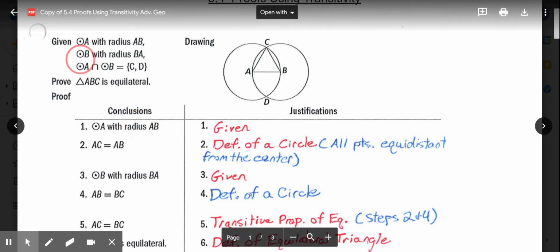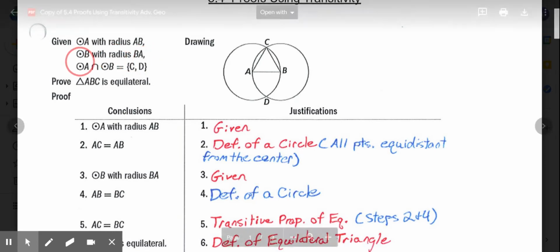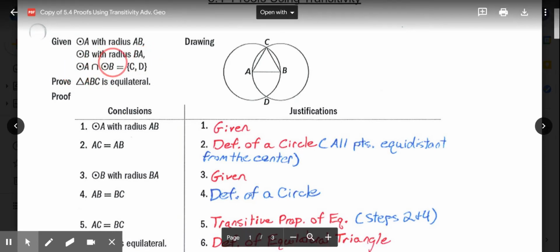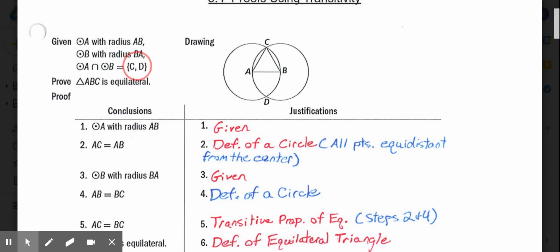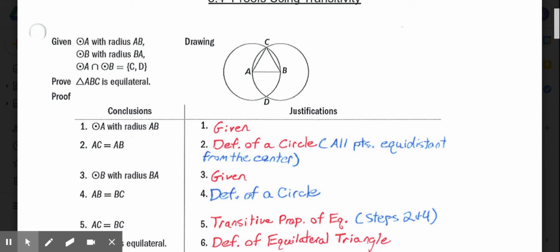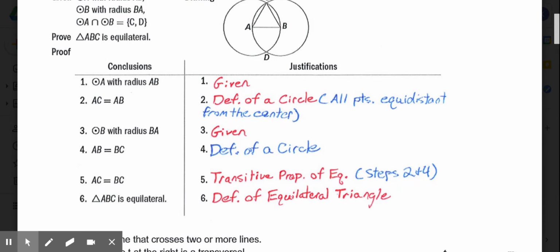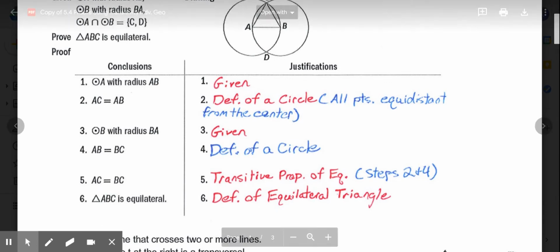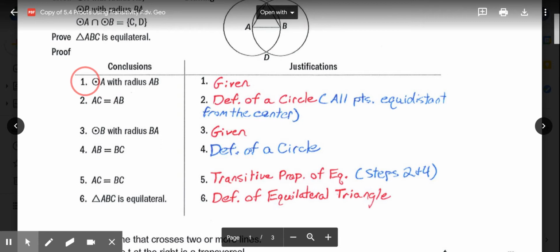The other given that we know is circle B has a radius of BA, and then the intersection of circles A and B are points C and D. They want us to prove that triangle ABC here is equilateral, meaning all three sides are the same length. The idea behind any proof, again, is that each step along the way, you want to get one step closer to the prove statement. And you can only do one thing at a time along the way to proving your statement.